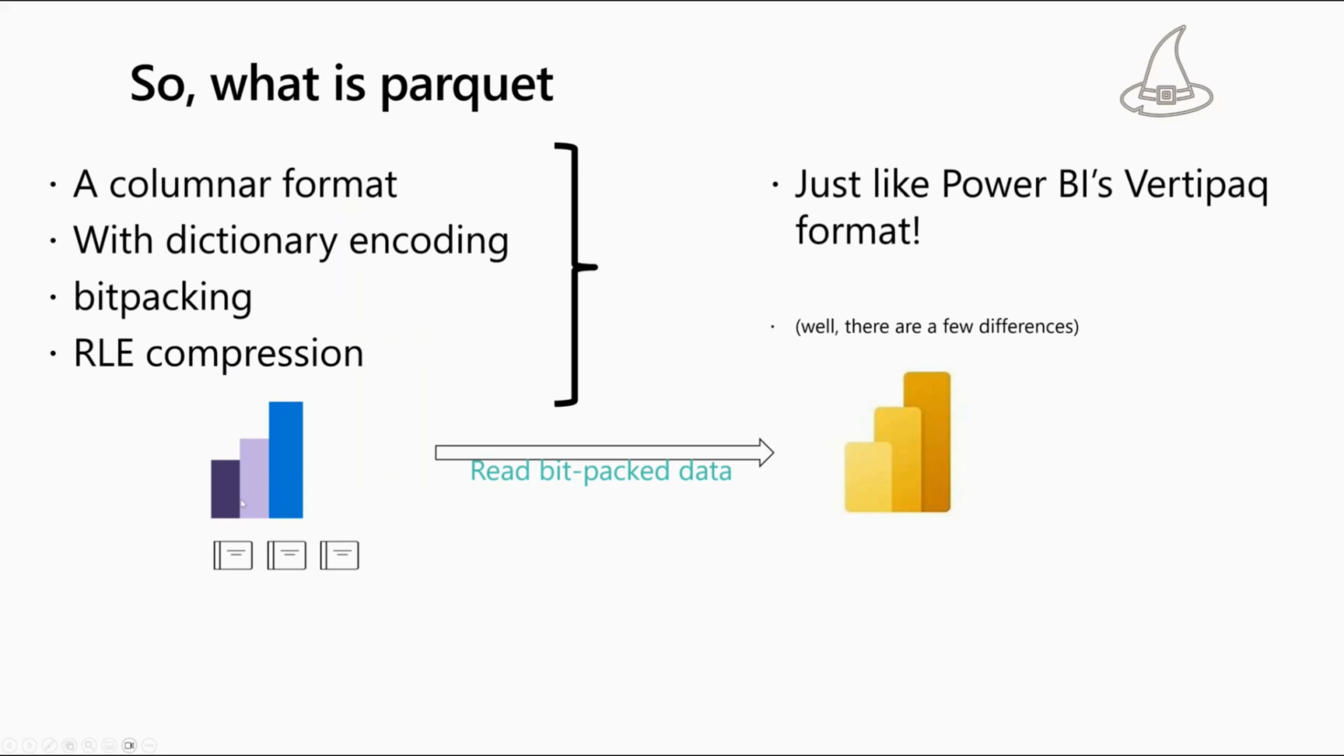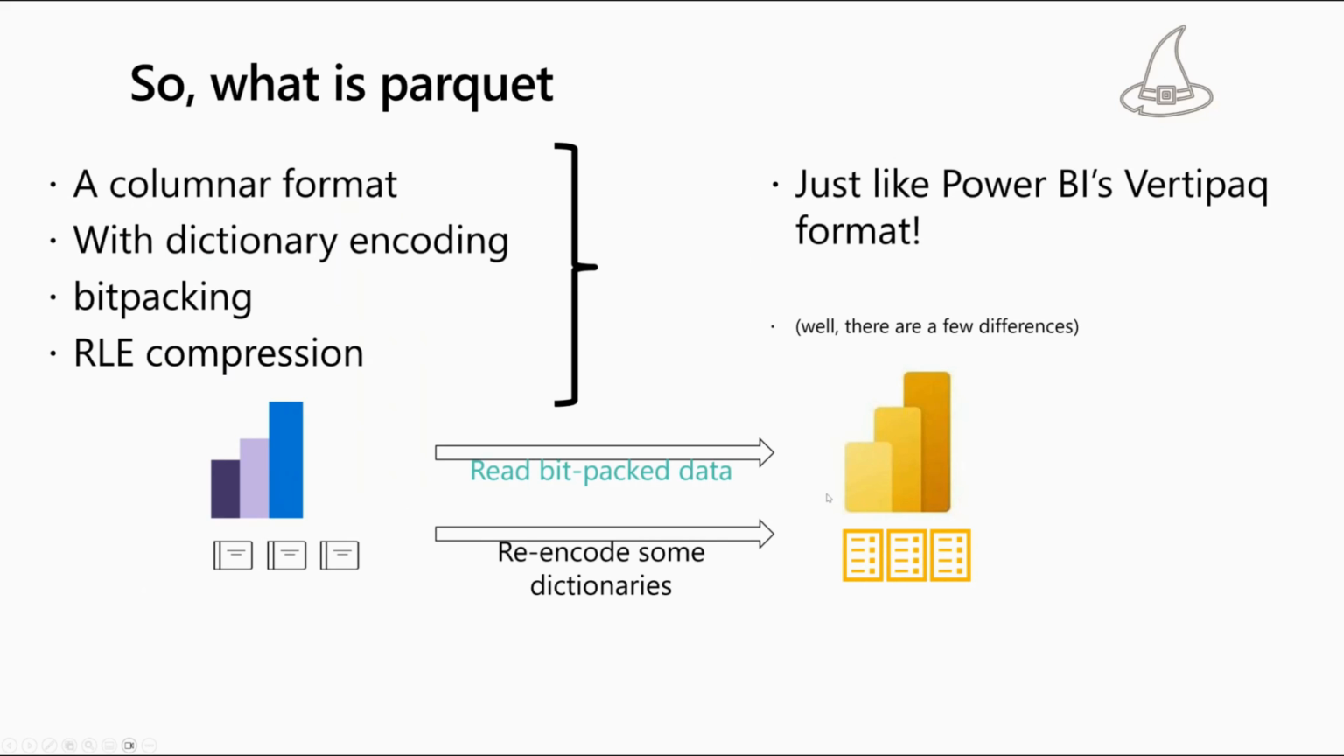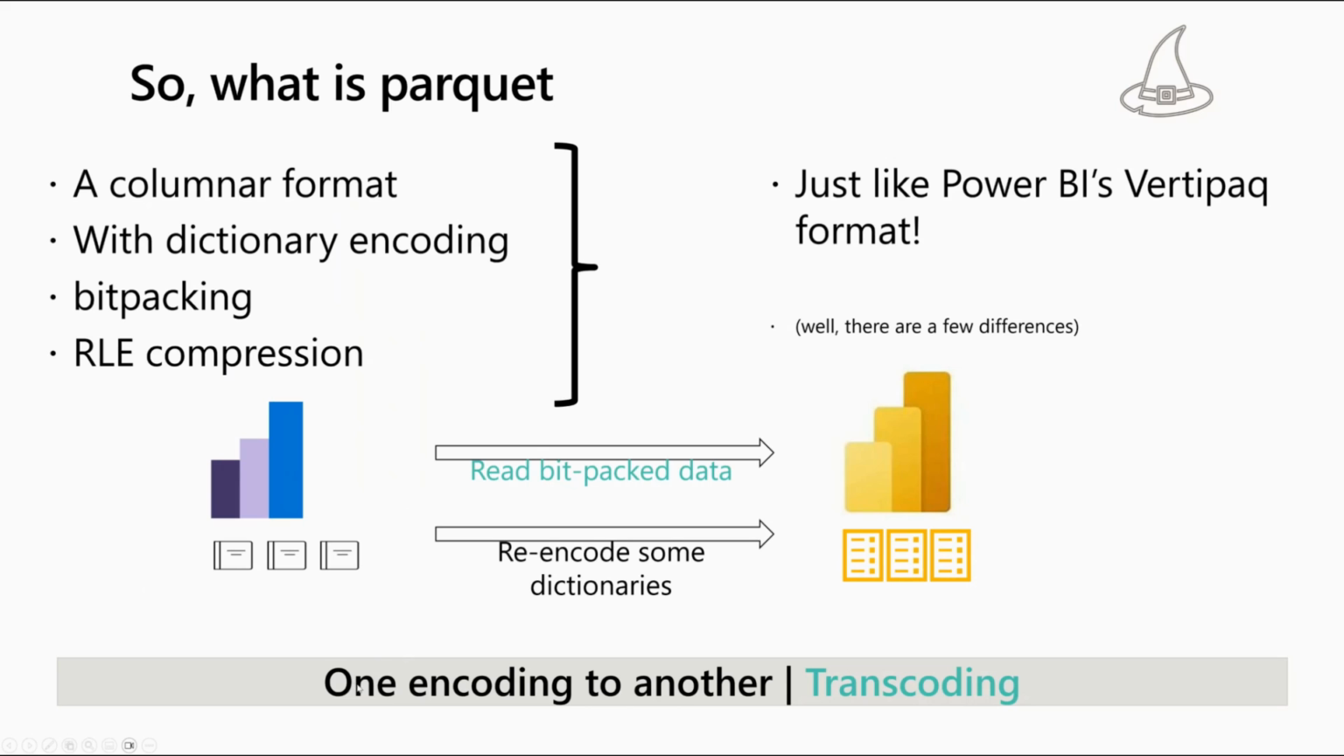We can read the data in the bit-packed format. We only need to translate a bit the dictionaries to re-encode them, and all of a sudden the parquet representation becomes the vertipac implementation, the vertipac representation in memory. And actually, the process of reading parquet as vertipac is so easy that it doesn't even require a full re-encoding. It's just a translation from one encoding to another. So we call it transcoding. And this is the core technology that allows us to read parquet as if it were a native vertipac.